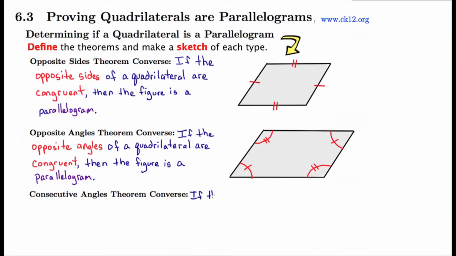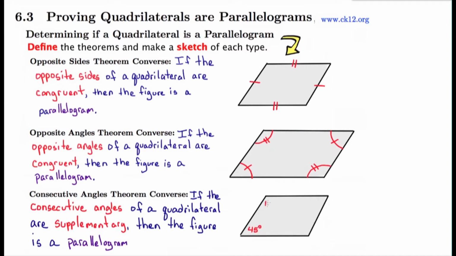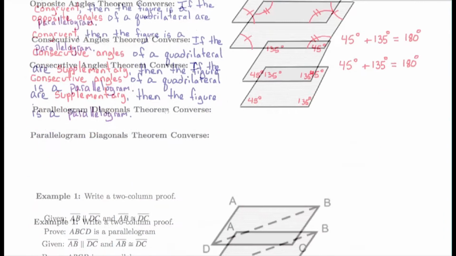Now the consecutive angles theorem converse states if the consecutive angles of a quadrilateral are supplementary, that means they add up to 180, then the figure is a parallelogram. So I'm going to make a quadrilateral here with consecutive angles, let's say 45 and 135. So we know that that's a supplementary pair there. Okay, let's look at the next one.